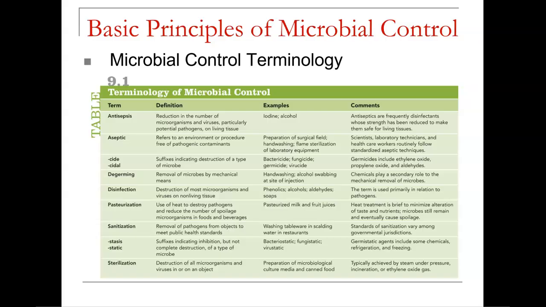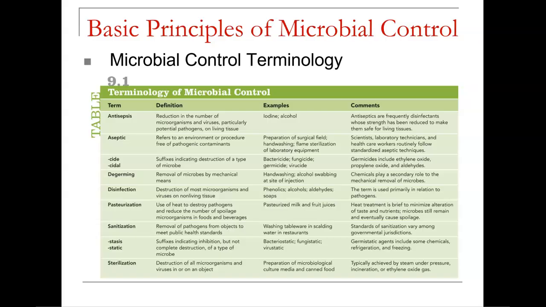Next, we have antisepsis. Antisepsis is going to be when a chemical is used on the skin or other tissue. Now, these chemicals are going to be different from aseptic, things like that, because these have to be safe for the tissues and not destroy the tissues, but still eliminate and reduce the number of microorganisms.